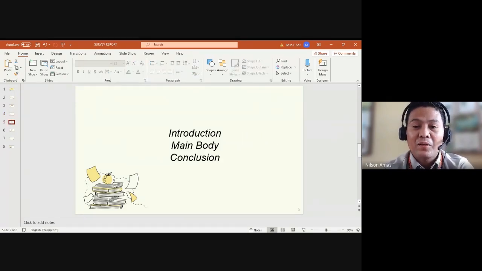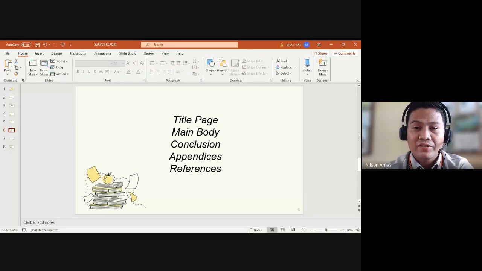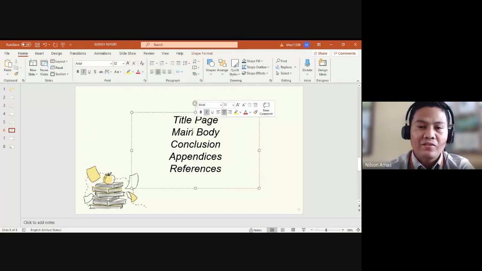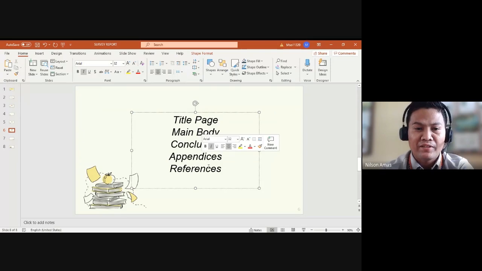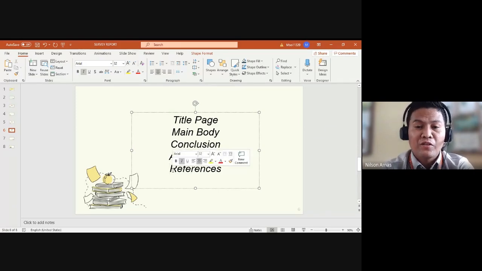And like all academic articles or write-ups, a survey report has three main parts. We have the introduction, main body, and conclusion. Others, or your teacher may ask for a title page, main body, conclusion, appendices, and references. In the appendices, you are going to attach your survey questionnaires. And in the references, if you have adapted a questionnaire or you have ideas taken from different sources, then you have to cite them in the references.